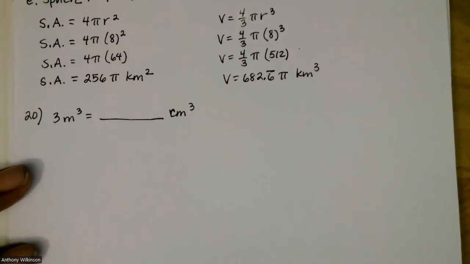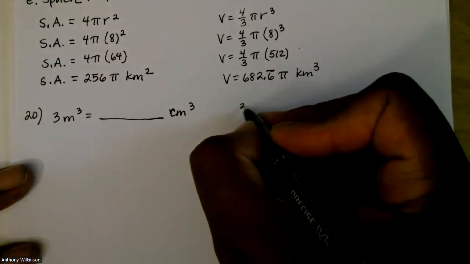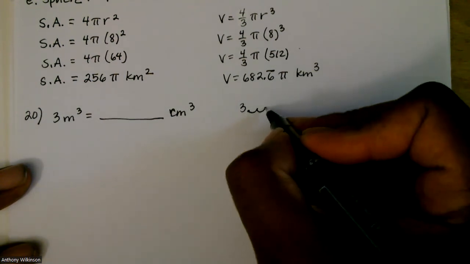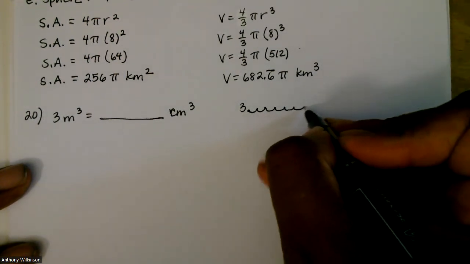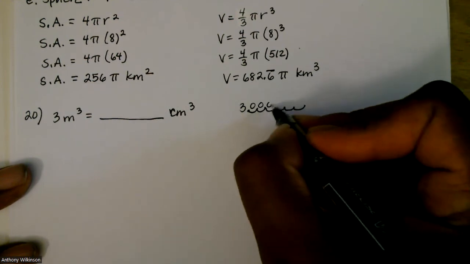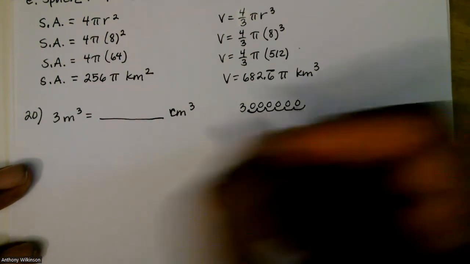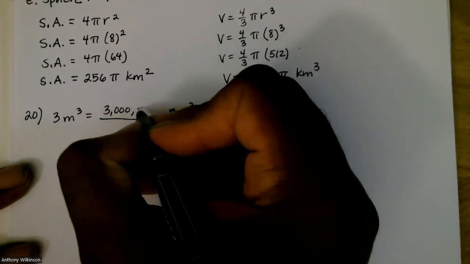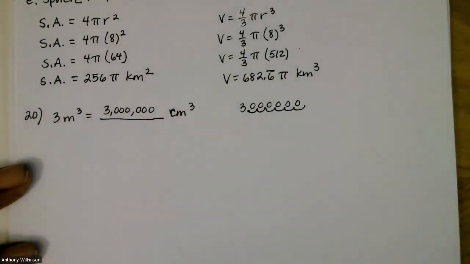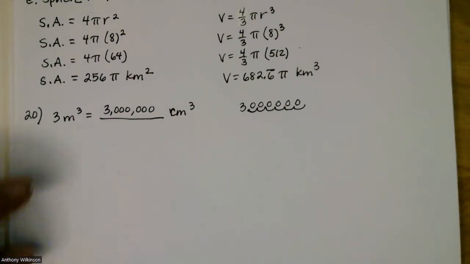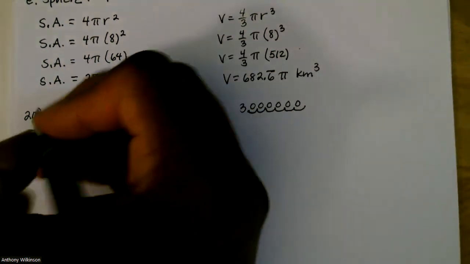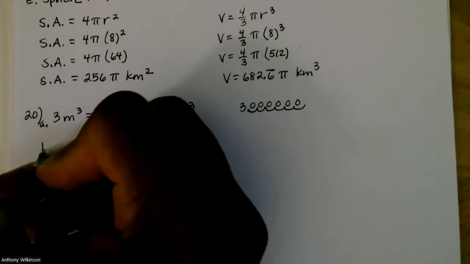So we're going to move the decimal point in the number 3, which is at the end, 6 places to the right. So it'll be 1, 2, 3, 4, 5, 6. That means I need to add 6 zeros here. So 3 cubic meters will be 3 million cubic centimeters. And by the way, that's part A.